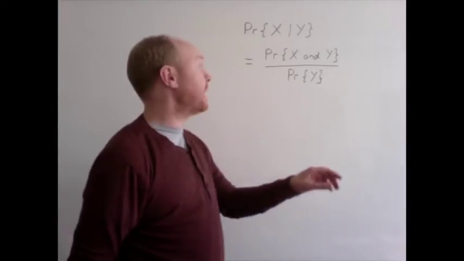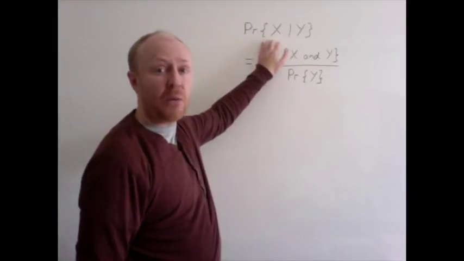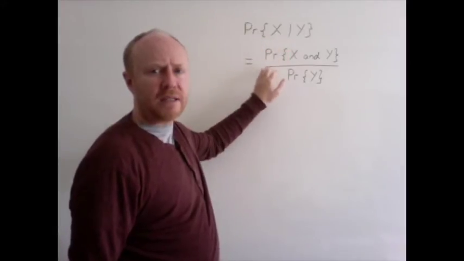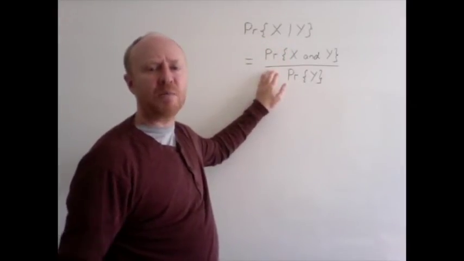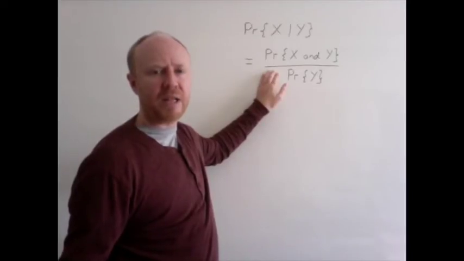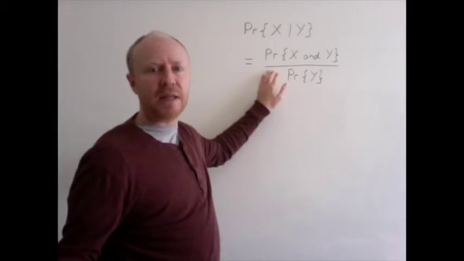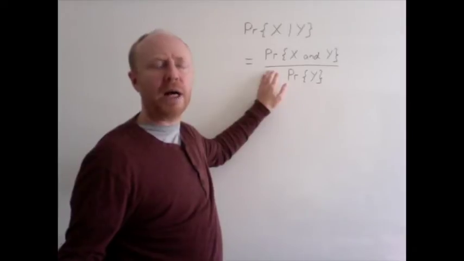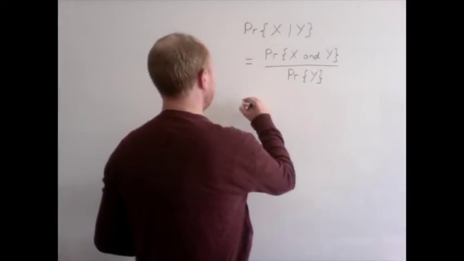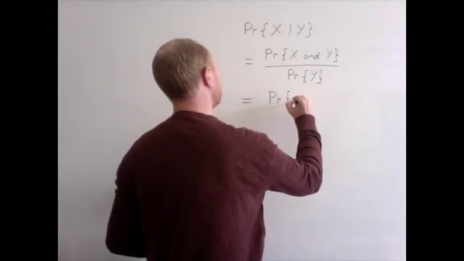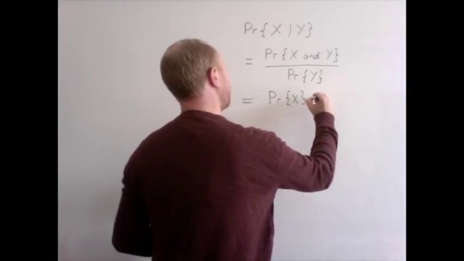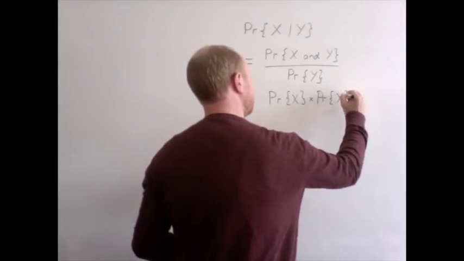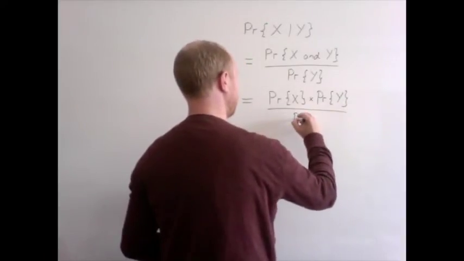So let's consider the probability that x occurs given that y occurs, assuming that x and y are independent events. The formula tells us that this probability is given by the probability of both x and y occurring divided by the probability of y. But we are assuming that x and y are independent events, so the probability of both x and y occurring is equal to the probability of x occurring multiplied by the probability of y occurring. And then we divide that by the probability of y.